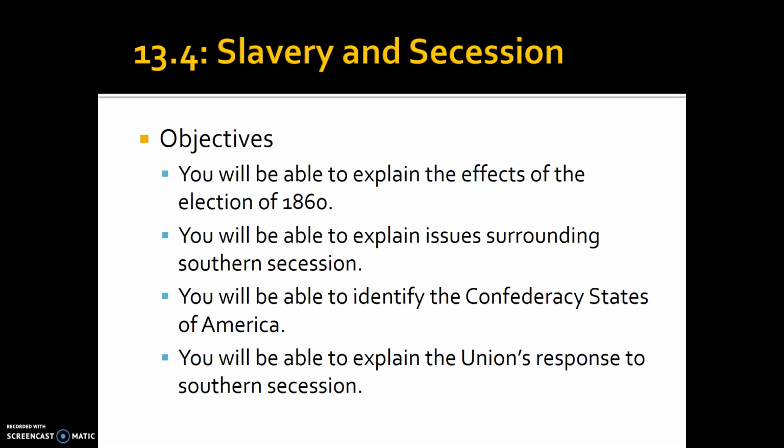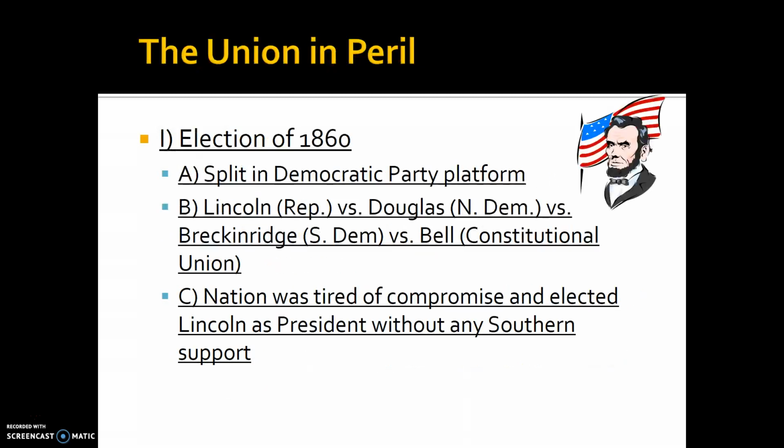This is 13.4, Slavery and Secession. As always, please make sure you are listening and writing down any information that you need to be successful on the next test. So, your objectives are: you will be able to explain the effects of the election of 1860. You will be able to explain the issues surrounding Southern secession. You will be able to identify the Confederate States of America, and you will explain the Union's response to Southern secession. So, the election of 1860.